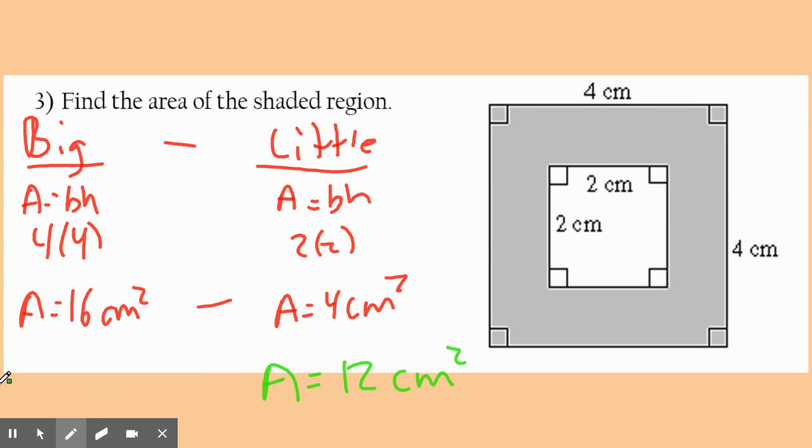All right, so if you check your work with mine, the big square is going to give you 16 centimeters squared. The little square will give you 4 centimeters squared. And then I'll subtract the 2 and I get 12 centimeters squared for my final answer.